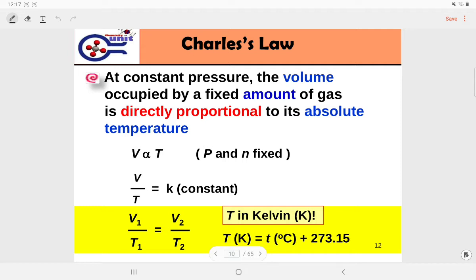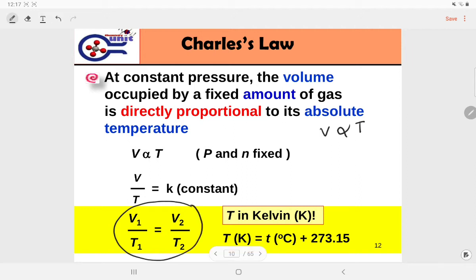Alright, so you have done all the experiments, and we also already plotted a graph to show the Charles' law relationship, which is between volume and temperature. And as we can see, at a constant pressure, the volume occupied by a fixed amount of gas is directly proportional to its absolute temperature. Okay, so V is directly proportional to temperature. So this is the formula that we're going to use for Charles' law.